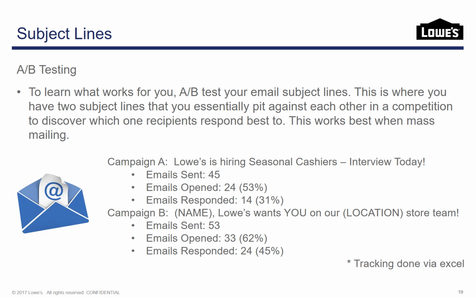As you're sending messages, you may want to monitor your messaging success by testing which messages get the best responses. You can divide your candidate pool in half and send each half a different subject line or a different message. And you can test which version gets the most replies. In this example, one half of our candidate pool was sent Lowe's is hiring seasonal cashiers. Interview today. While the other half was sent candidate name, Lowe's wants you in our location, store team. You can keep track of your results via Excel and modify your messaging accordingly. This is a more advanced tracking technique, but it's certainly something to consider to help you improve your messaging.